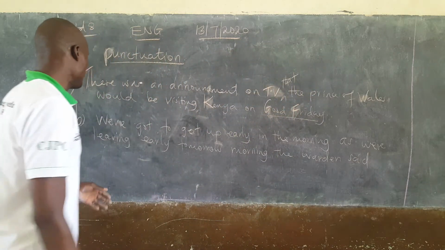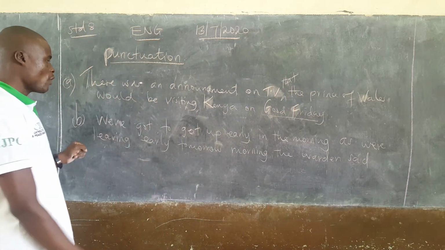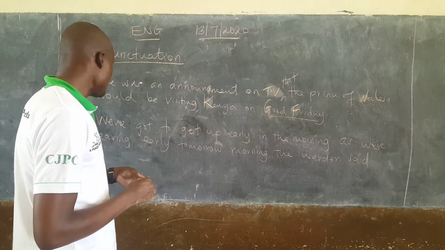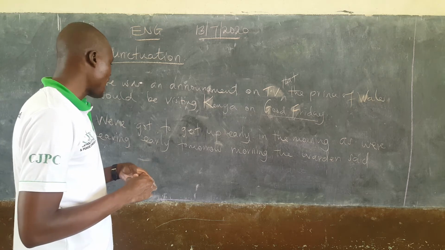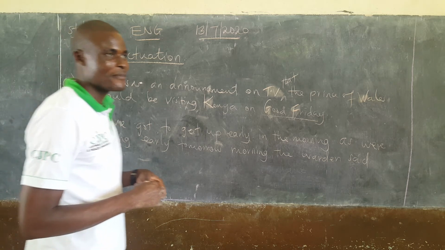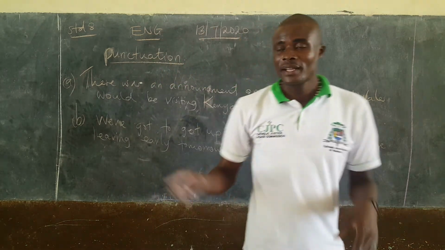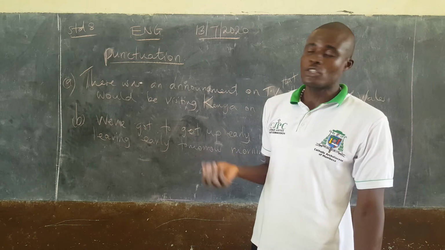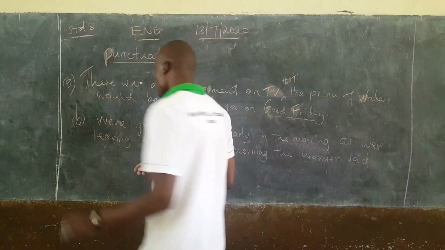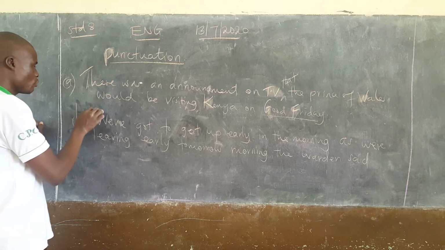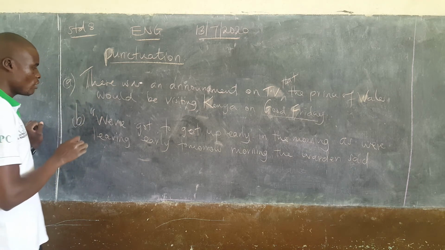Now let's look at this one as well. "We've got to get up early in the morning as we were leaving early tomorrow morning," the warden said. Very important number this. If you are keen, what is being tested here is how you can quote a direct speech. So the person begins here: "We've got to get up early in the morning." So we begin quoting, beginning of quotes.